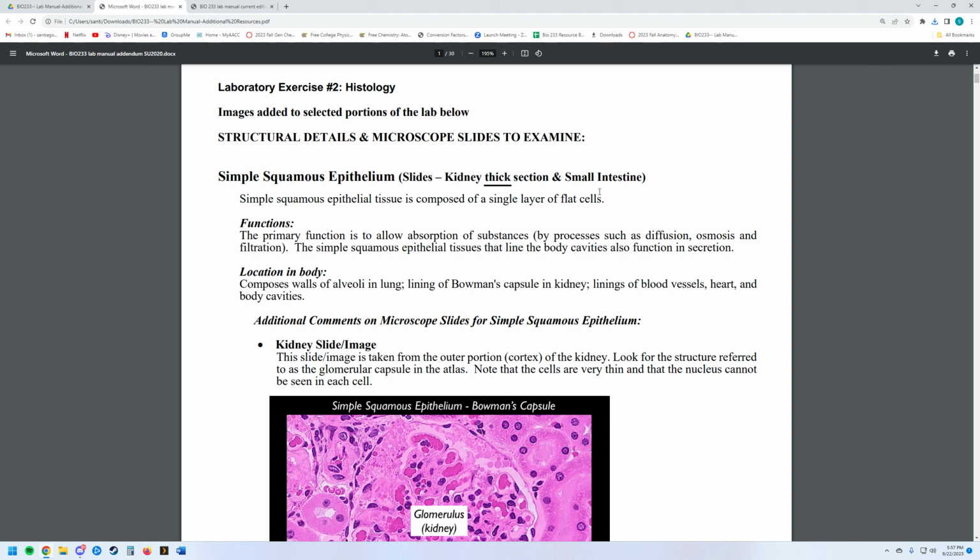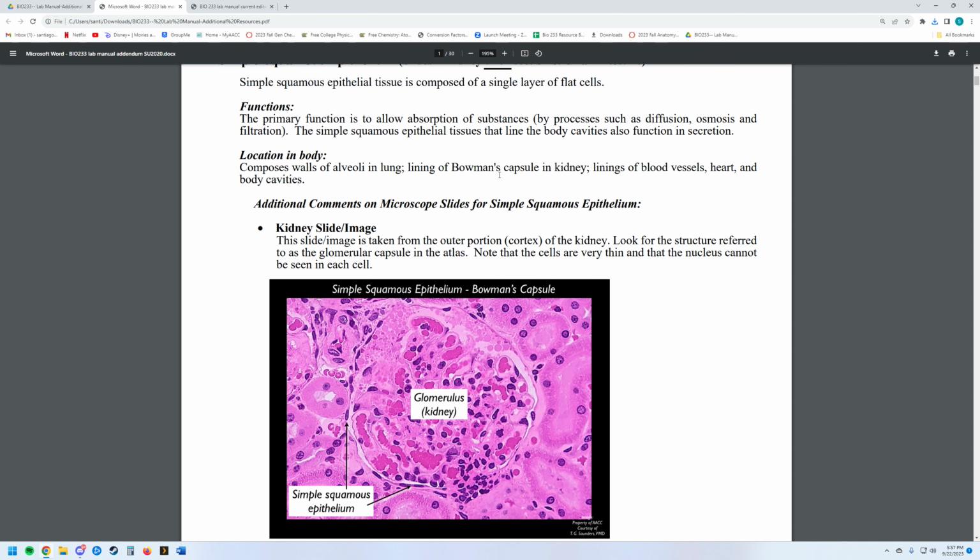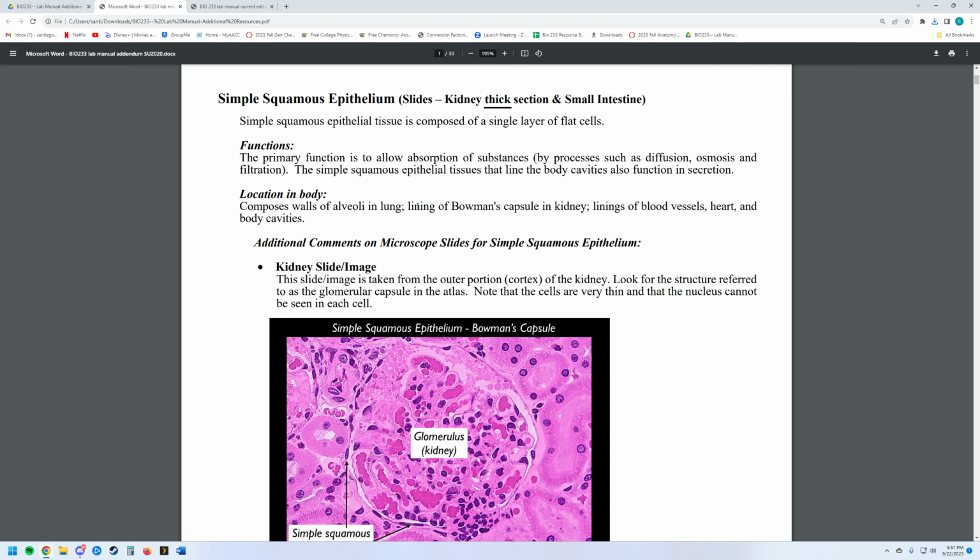The simple squamous epithelium can be in other places, but the slides it's showing us are the thick kidney and the small intestine. The simple squamous epithelial tissue is composed of a single layer of flat cells. Because they're flat, they're really hard to see, and depending on how these slides are made, we're just not gonna see them all, right? The function of it, like I said, is absorption of substances through diffusion or osmosis, and filtration. It lines the body cavities and functions in secretion.